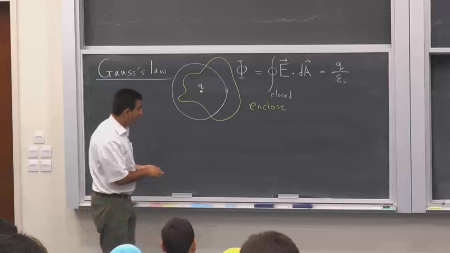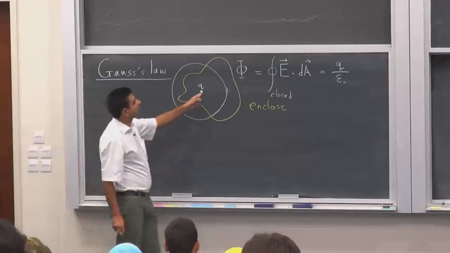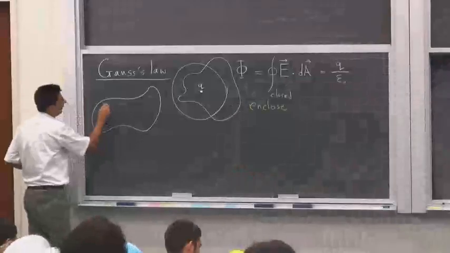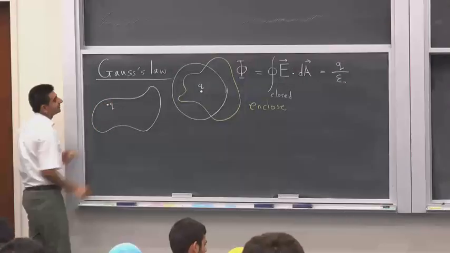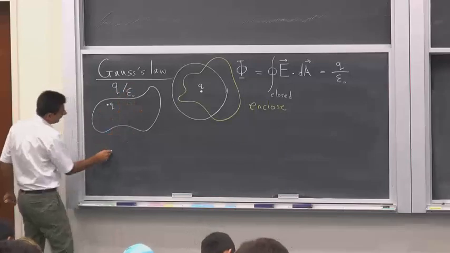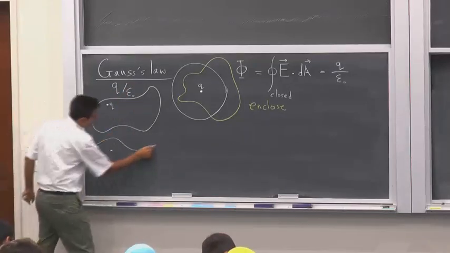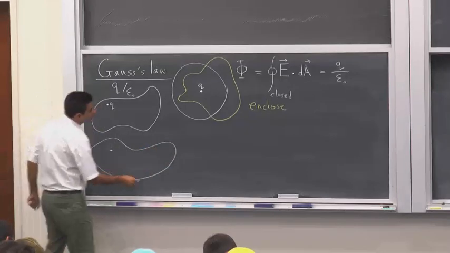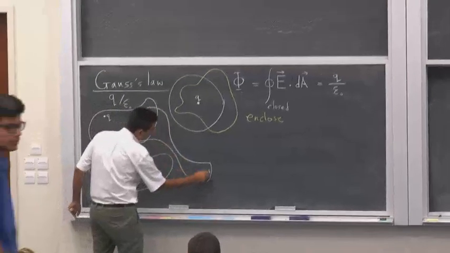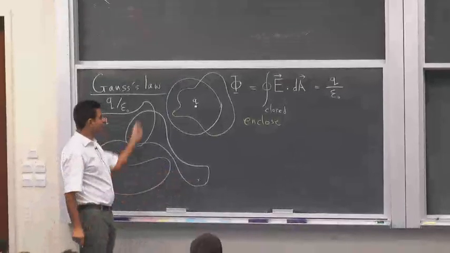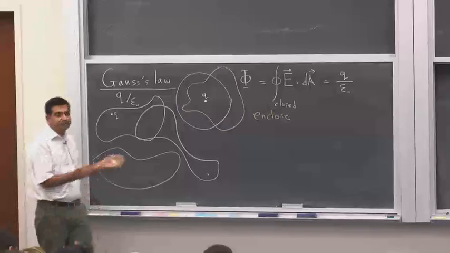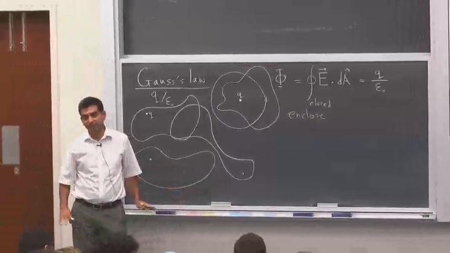Therefore, this also means that I could have this charge inside this surface anywhere. I could have this charge here. Still the flux through this surface is going to be Q over epsilon naught. I could have the charge somewhere else. This charge would even be here. So if I draw a surface like this, and this charge is enclosed by the surface, then the flux through this surface is also Q over epsilon naught. So this means that the charge could be anywhere inside the surface.